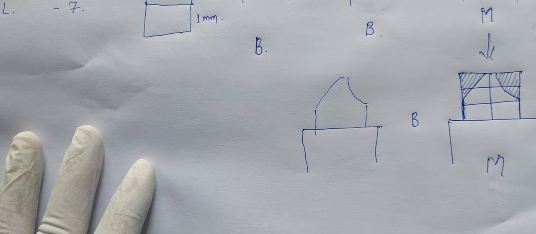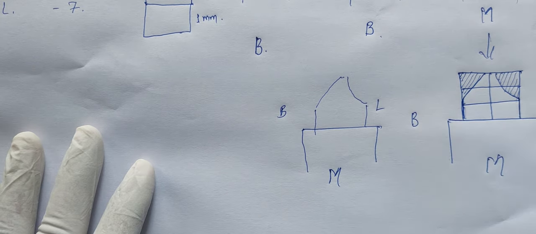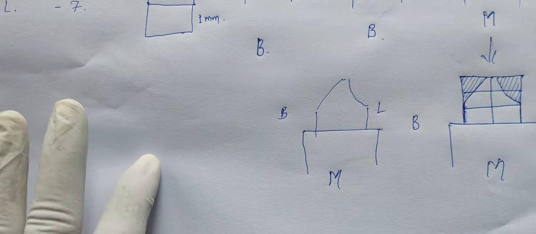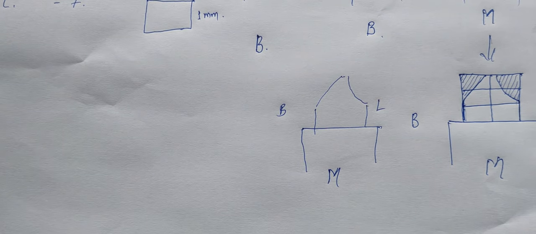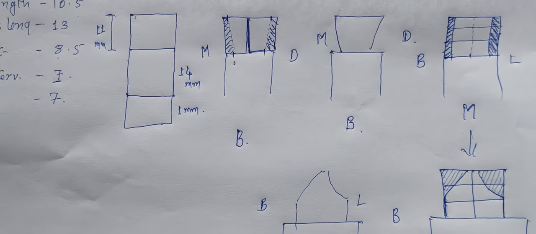It will appear like this. So this is the mesial side, this is buccal side, and this is lingual side. So automatically, the crown has been prepared for the maxillary central incisor. So I'll show you step by step here how to go for it.